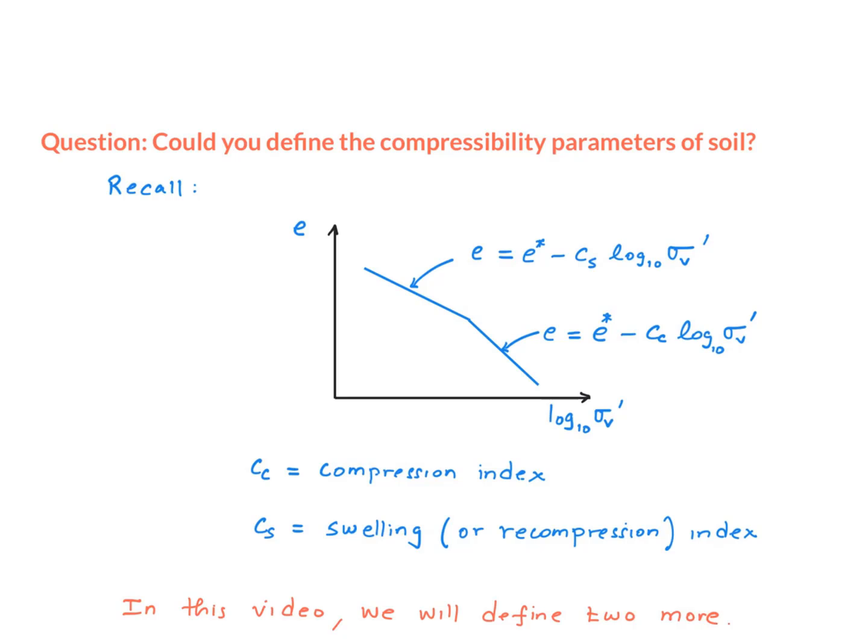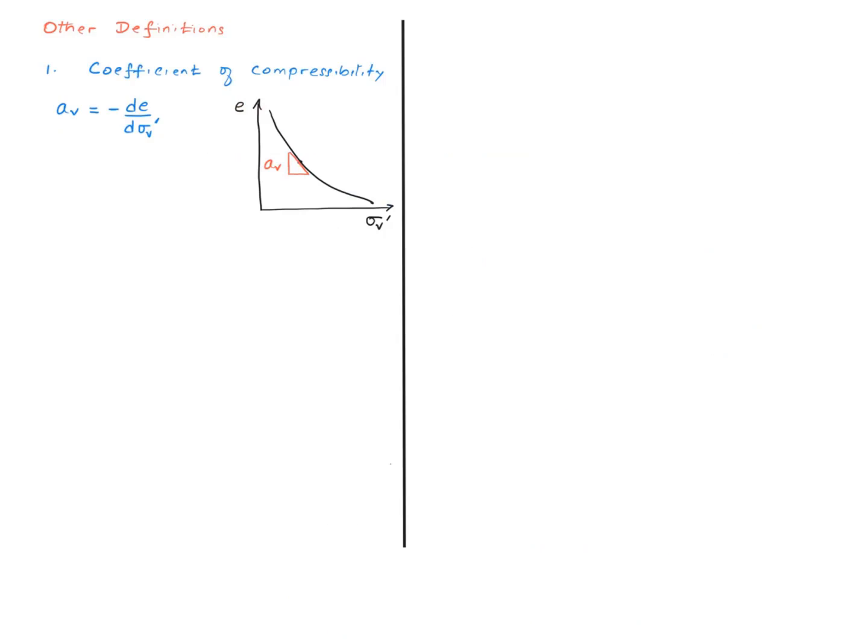In this video, we will define two more. First, let's define what is called the coefficient of compressibility. Coefficient of compressibility is basically the absolute value of the slope of the e versus sigma v prime relation at a given point. Obviously, slope varies from point to point, and therefore coefficient of compressibility varies from point to point.